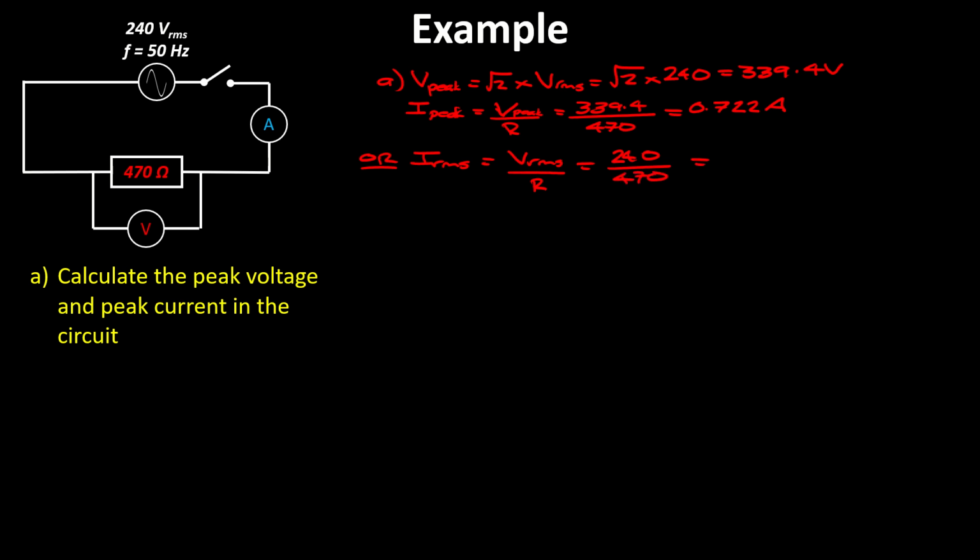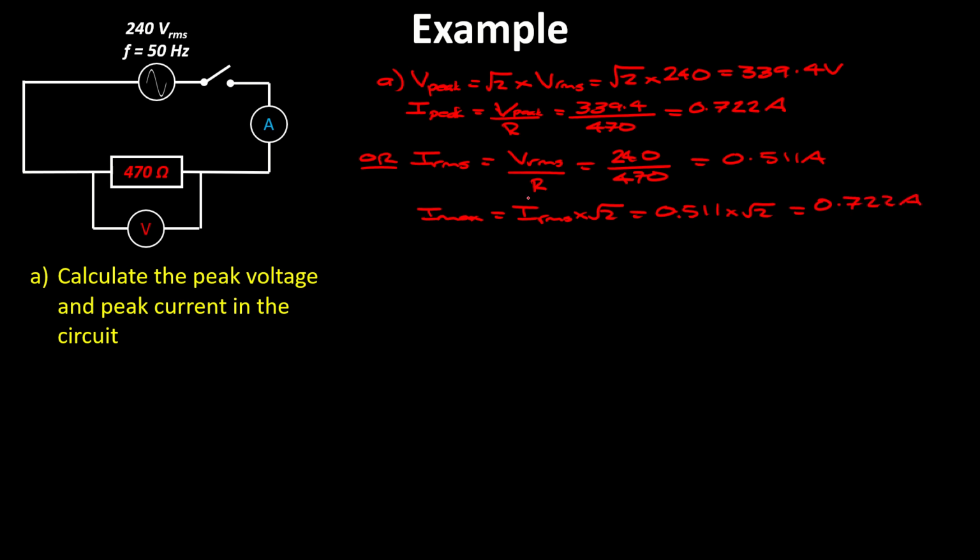which is, just checking on my calculator, 0.511 amps. And then I could go, the maximum or the peak current is the RMS times the square root of 2. So 0.511 times the square root of 2 and get the same answer. Those are basically the same calculation.